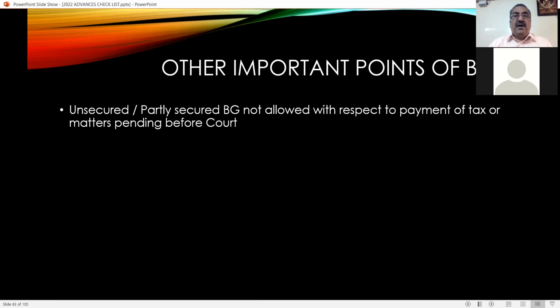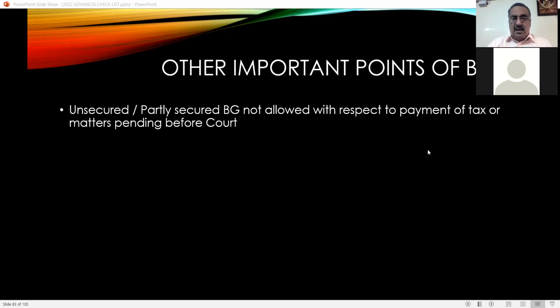And unsecured and partly secured BG are not allowed with respect to the payment of tax or matters pending before court. Secured only. Without security, we will not give any bank guarantee towards payment of tax or for matters pending before court. Partly secured: sir, we need 50 crores of BG, but I am able to deposit only 10 crores. So this matter also you have to bear in mind.